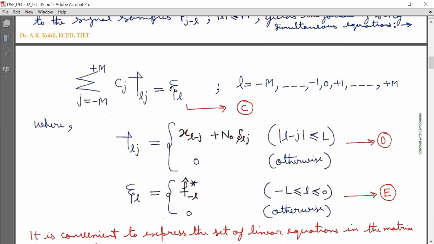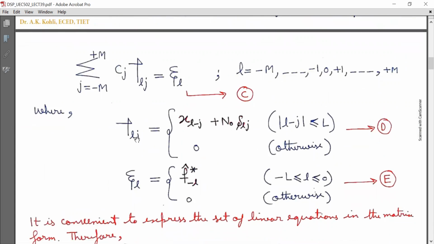So this is equation C, where tau Lj is equal to x L minus j plus N naught delta Lj for magnitude L minus j less than or equal to L. Mark it as equation D. And tau Lj is 0 for other values of L minus j. Now xi L is equal to f cap conjugate minus L for L in the range minus L to 0. Mark it as equation E, and 0 otherwise.